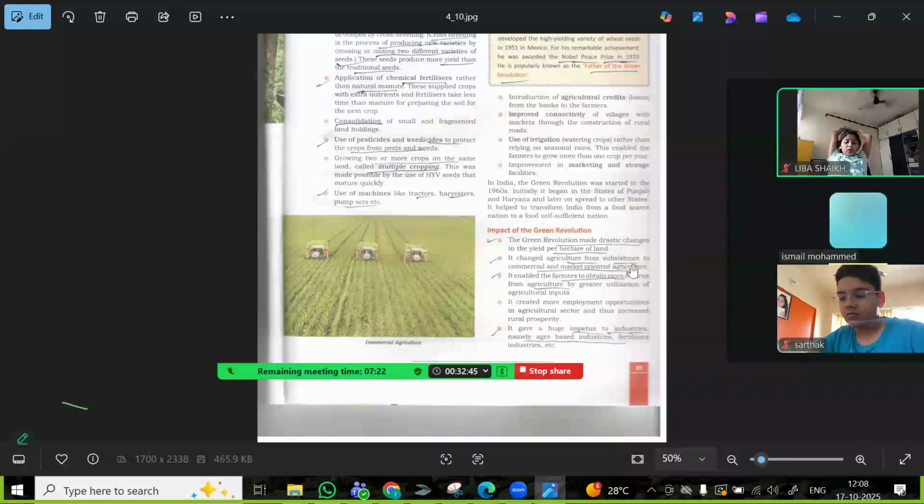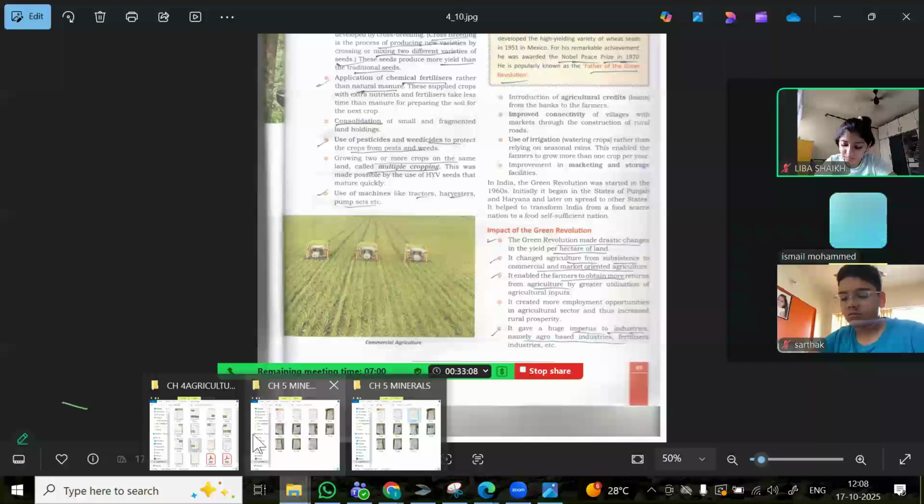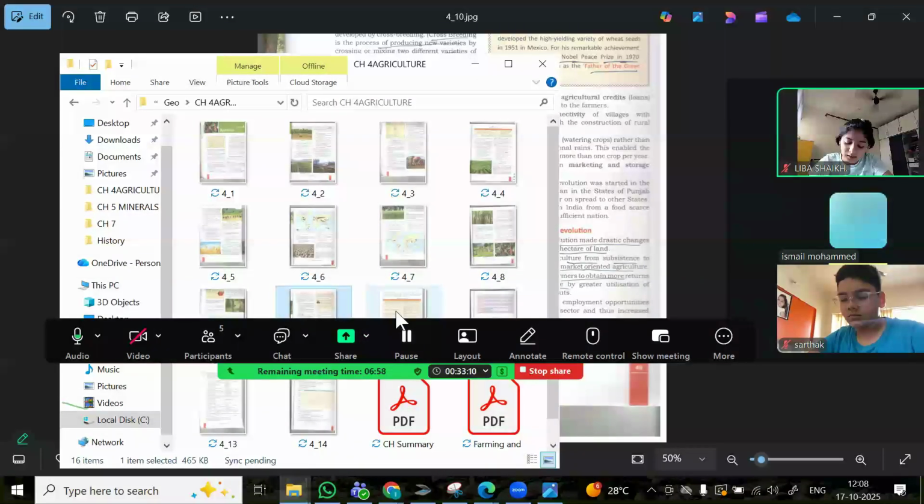It changed agriculture from subsistence to commercial and market oriented. It enabled farmers to obtain more returns, and it gave a huge impetus, meaning it's a kind of driving force, a push to agro based industries such as fertilizer industries. So this is the impact of the green revolution. You need to know about the green revolution and what those impacts are.